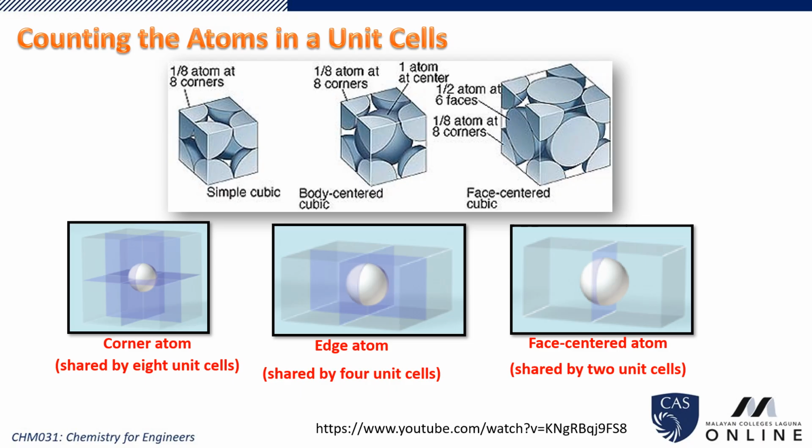When counting atoms, corner atoms are shared by 8 unit cells, face atoms are shared by 2, and edge atoms are shared by 4. This determines the number of atoms per unit cell. This sharing concept ensures accurate calculations of atoms in a crystal. It is also essential for determining the density and the packing of the crystal system.